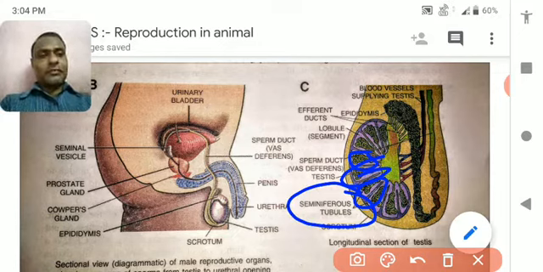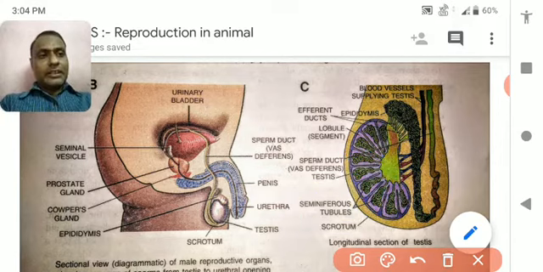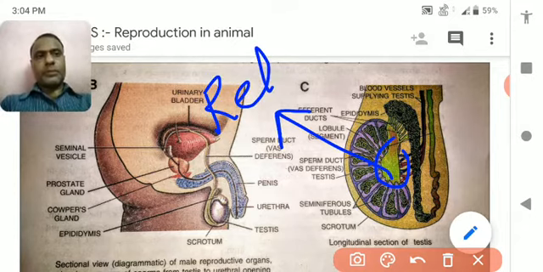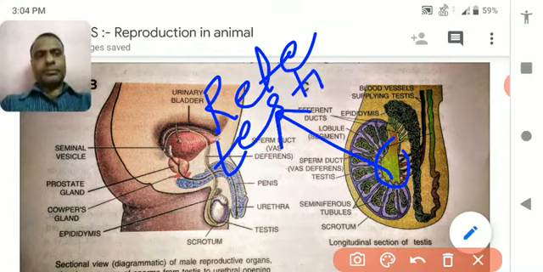Now you can see these seminiferous tubules directly open into this green region. This green region is called the rete testis. Understood?